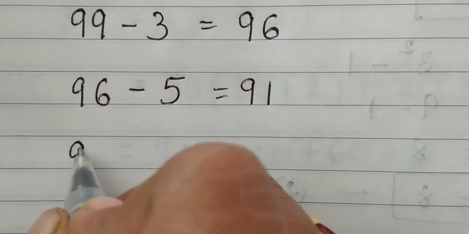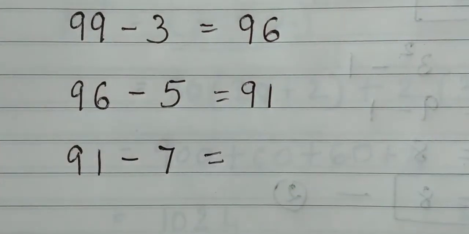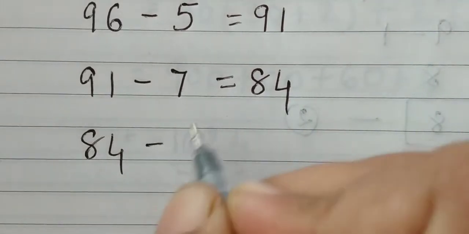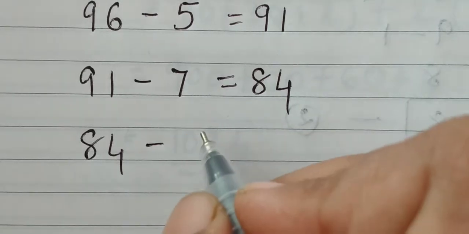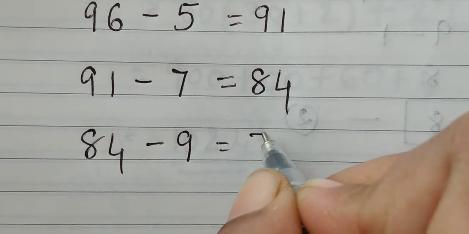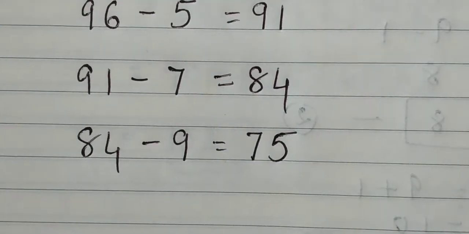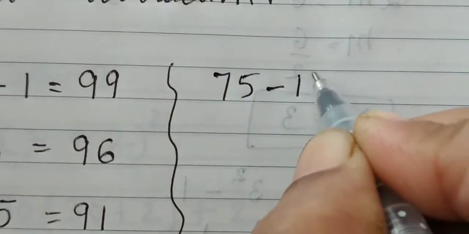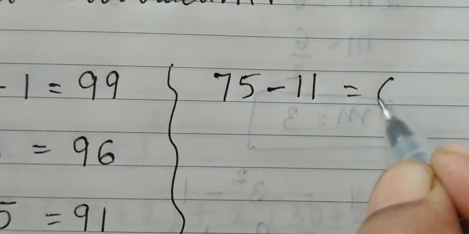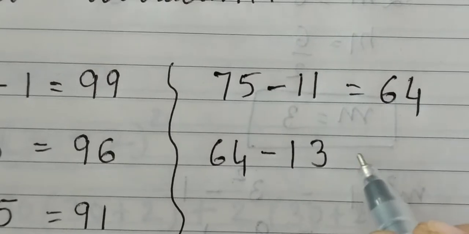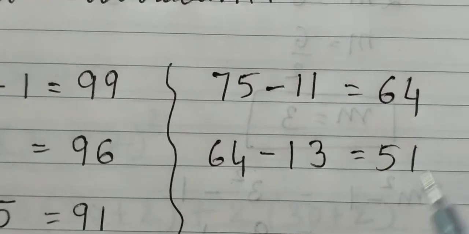Then we go for 91 minus the next one, which is 7. That gives 84. Then we move on to 84 minus the next odd number, which is 9. That will give you 75. Move on to the next one, 75 minus 11. You will get 64. Then 64 minus 13 will give you 51.